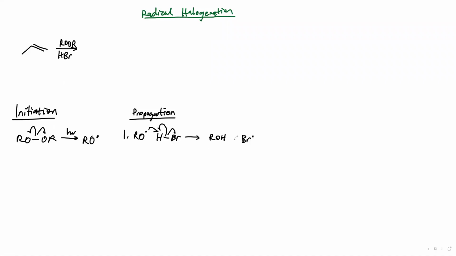So now we have a bromine radical. And again, when we do our reaction with this bromine radical, it's going to be with the alkene.